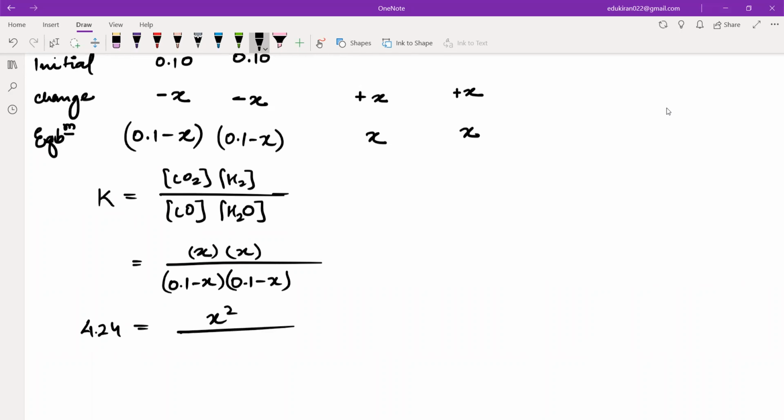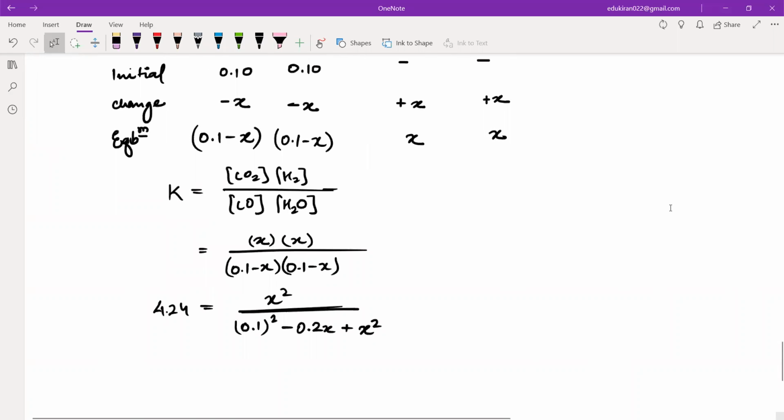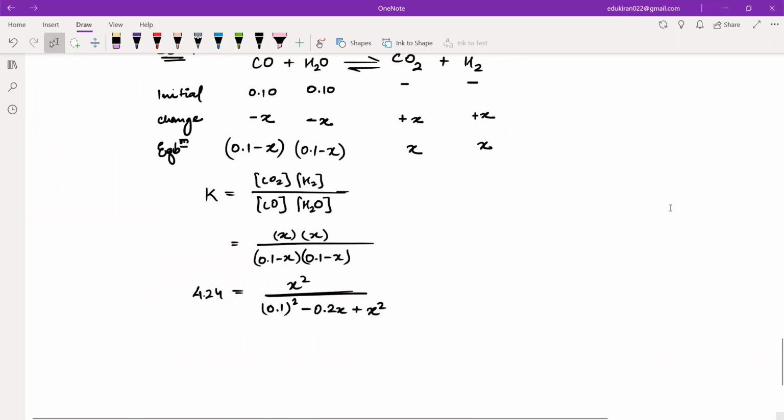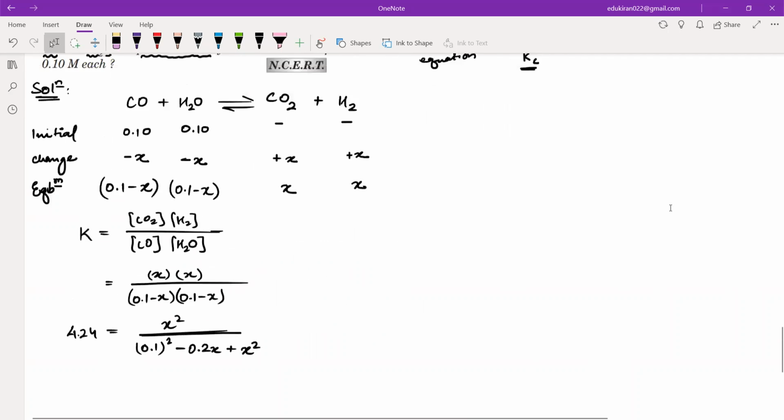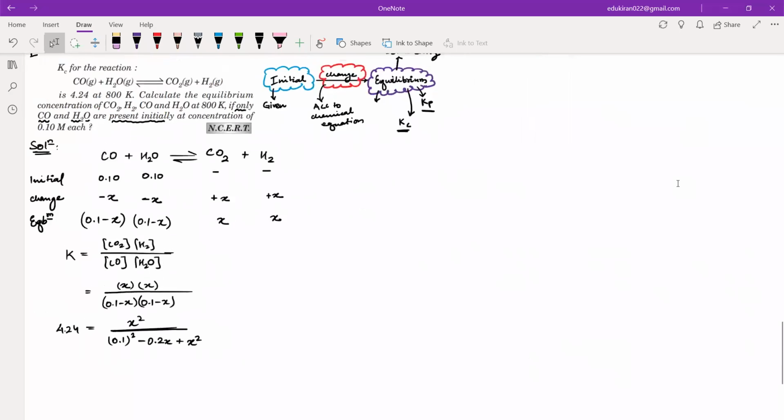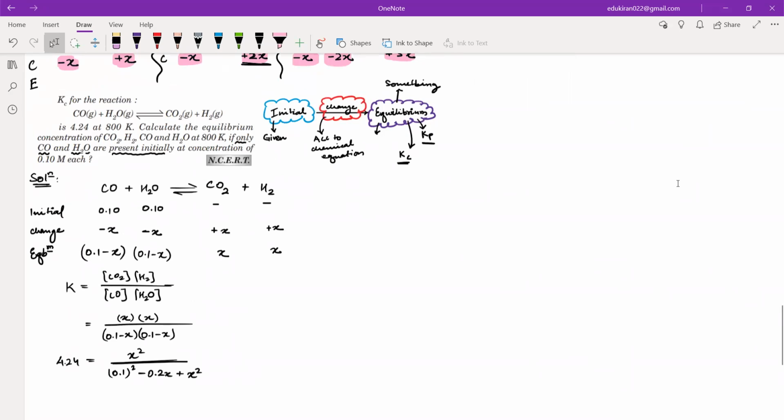X square divided by 0.1 square minus 0.2x plus X square. So you have a quadratic equation. Please write till here. Solve quadratic equation, yes or no? Yes or no? You forgot, after 10 you forgot. Yes, sir.